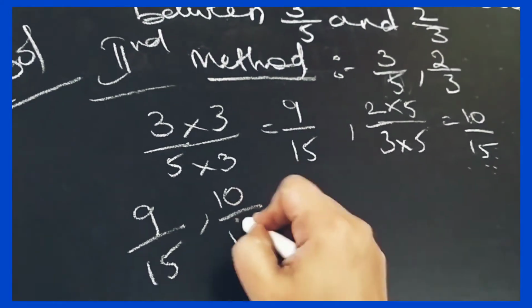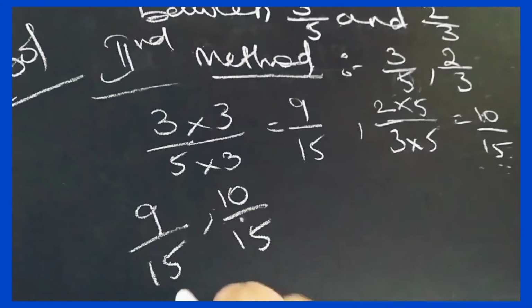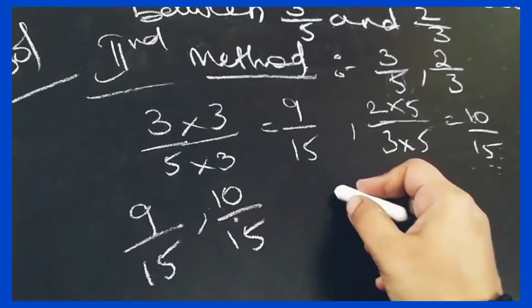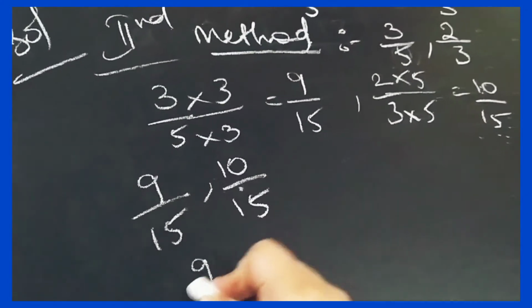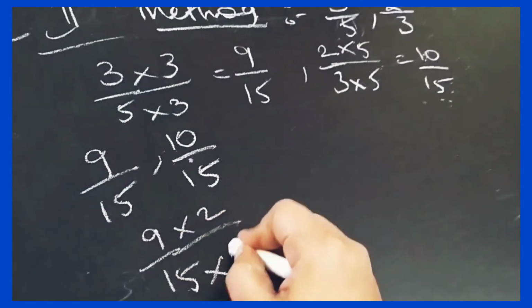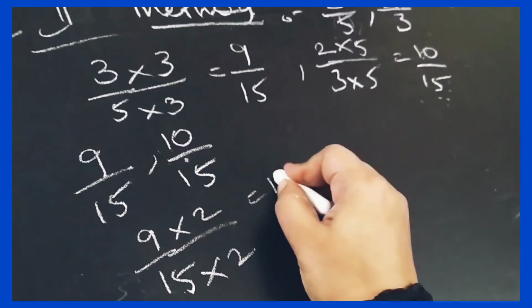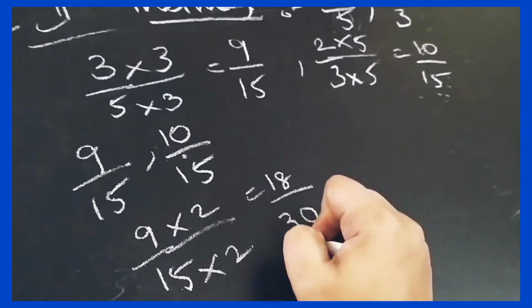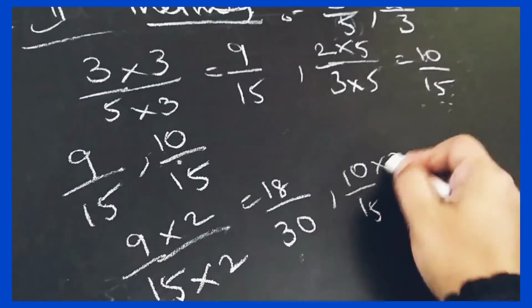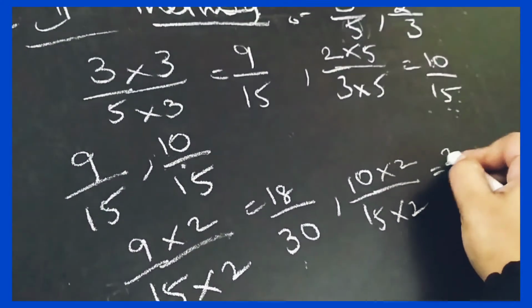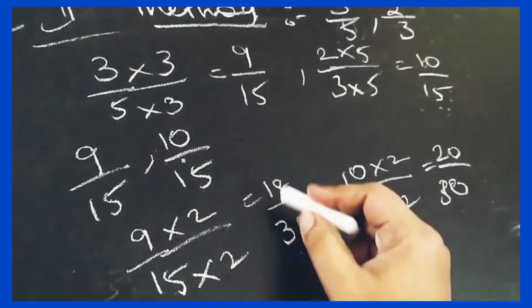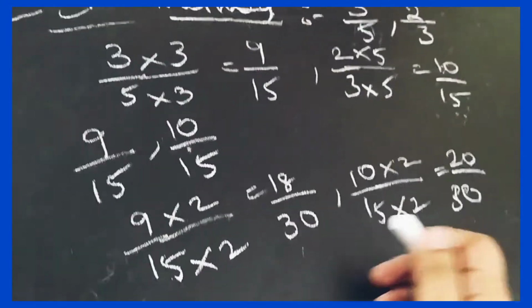So here what you have to do, you have to multiply 9 by 15 and 10 by 15 with any number. If I am taking 2 here, 9 by 15 into 2 by 2, 15 into 2. 9 2s are 18, 15 2s are 30. It is 18 by 30. Again I am taking 10 by 15, means 10 into 2 by 15 into 2. 10 2s are 20, 15 2s are 30. So it is 18 by 30, 20 by 30.